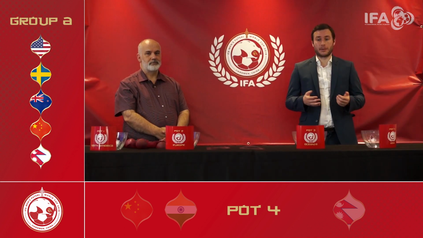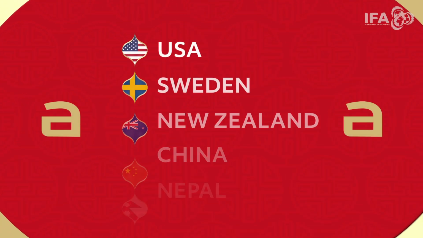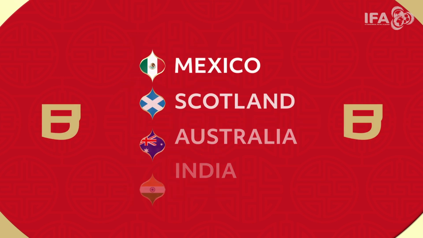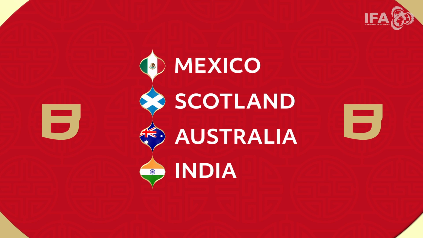So let's recap. First of all, we have Group A. We have USA, Sweden, New Zealand, China and Nepal. In Group B, we have Mexico, Scotland, Australia and India.